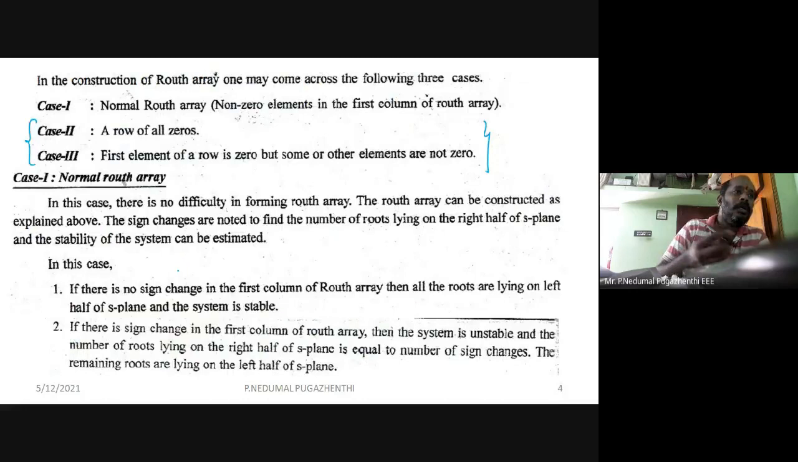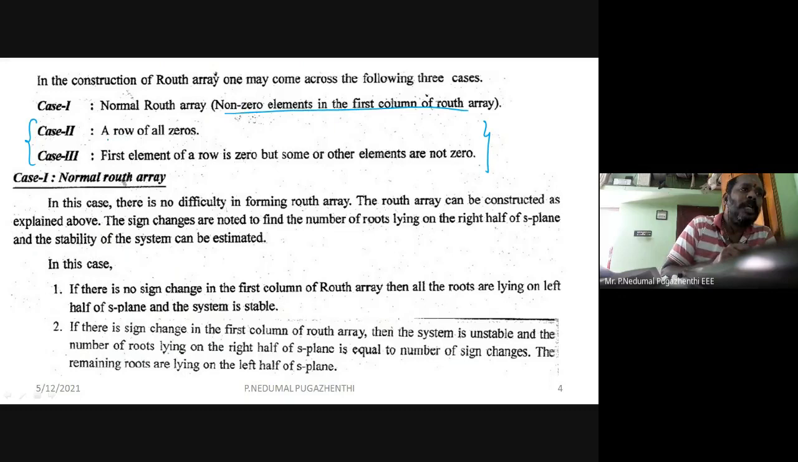The first case is that there is a non-zero element in the first column of the Routh array. All the elements are positive and there are no zeros. It may be positive or negative, but there should be no zeros in the first column. Then case 2 is a complete row becomes 0.